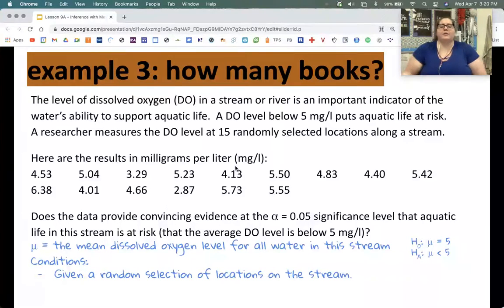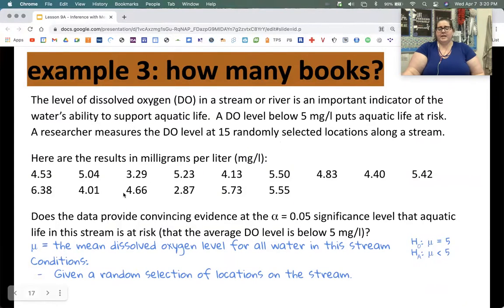And then for our last condition, we check for normality. So again, there are 3 ways to check that. Were we told that the population distribution was roughly normal? Nope, I don't see anything about that. Second, is our sample size bigger than 30? Our sample size is 15, not bigger than 30, so we can't use the central limit theorem to get us through this one. So this is where we have to go with that last option.